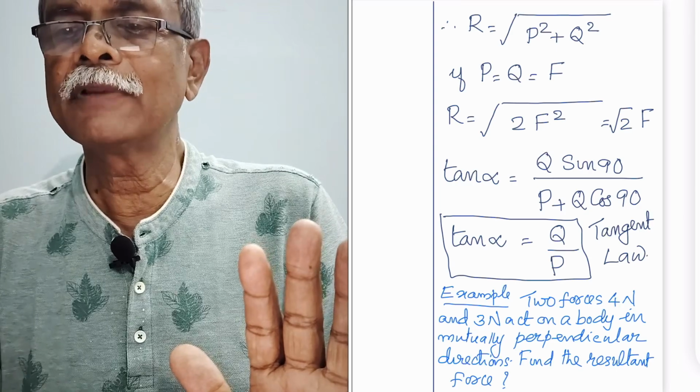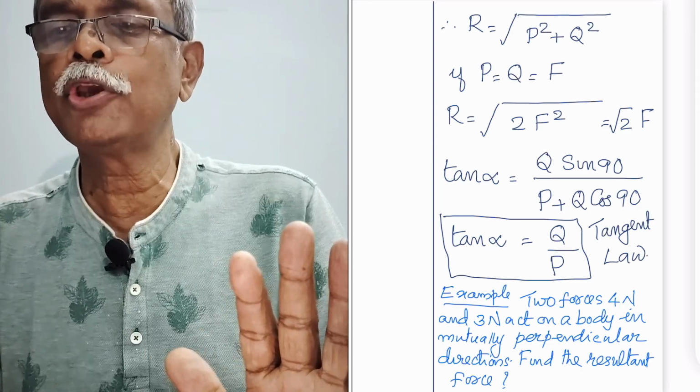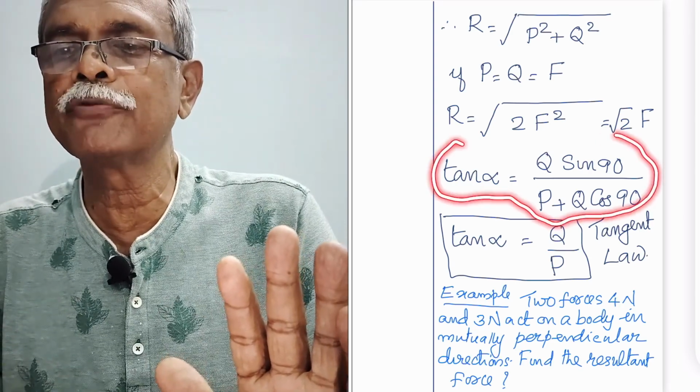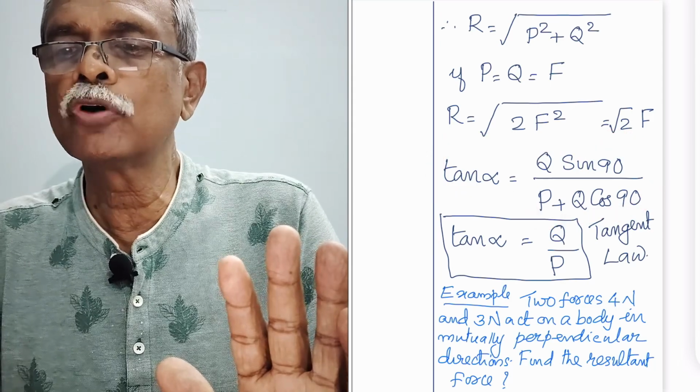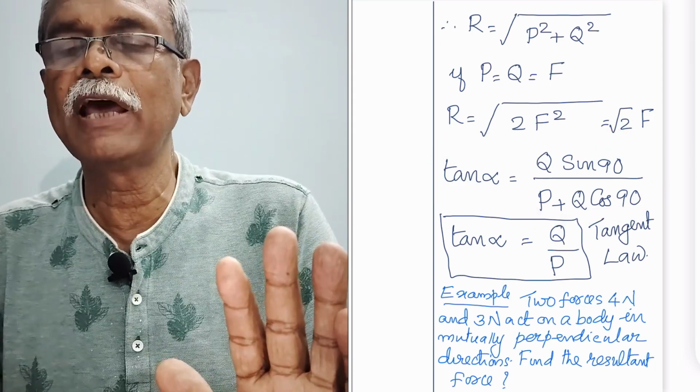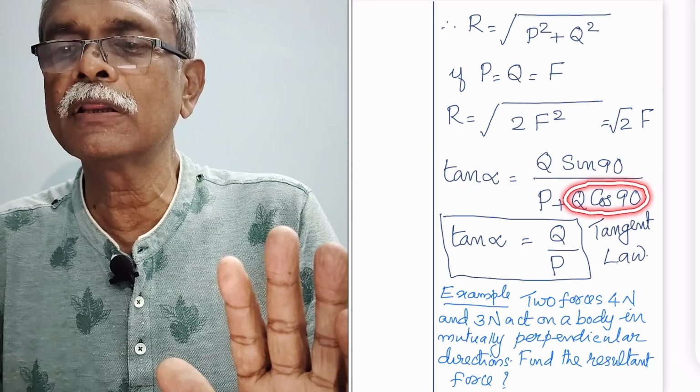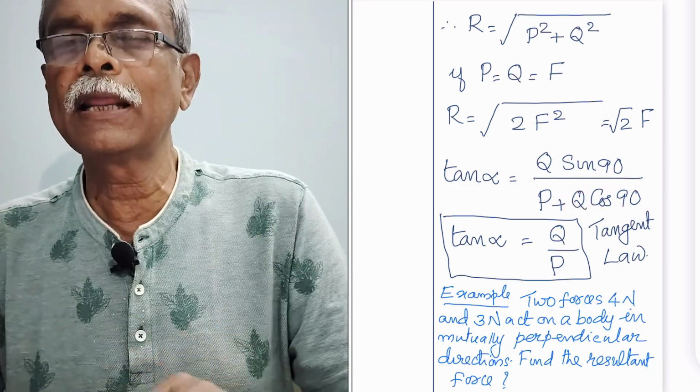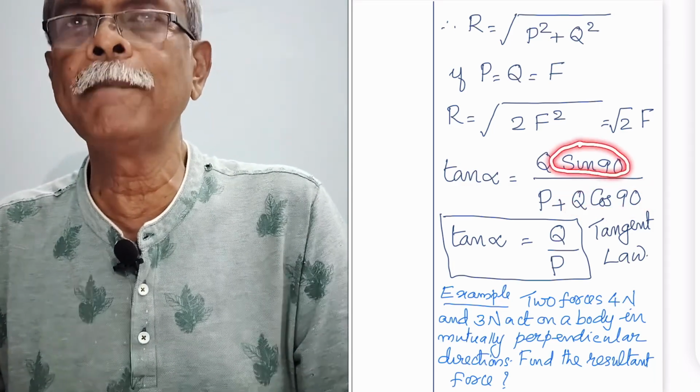And tan alpha, that is the direction, is given by Q sin 90 divided by P plus Q cos 90. Cos 90 is 0, therefore this term will vanish. Sin 90 is 1, therefore this will become 1. And tan alpha will be equal to Q divided by P.